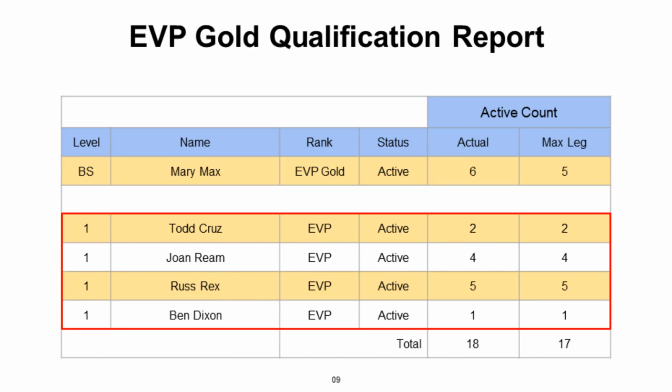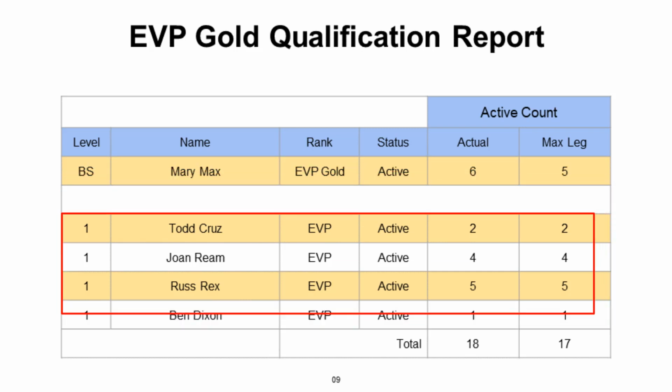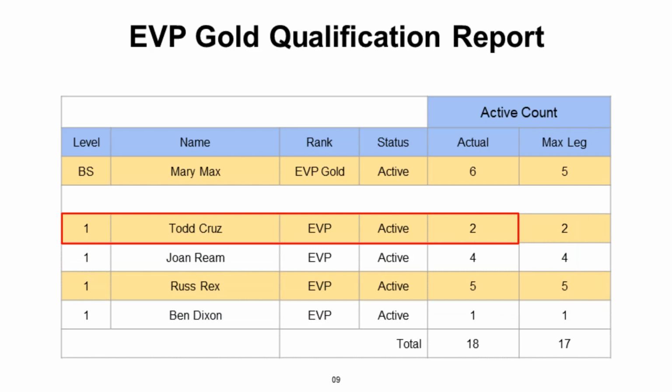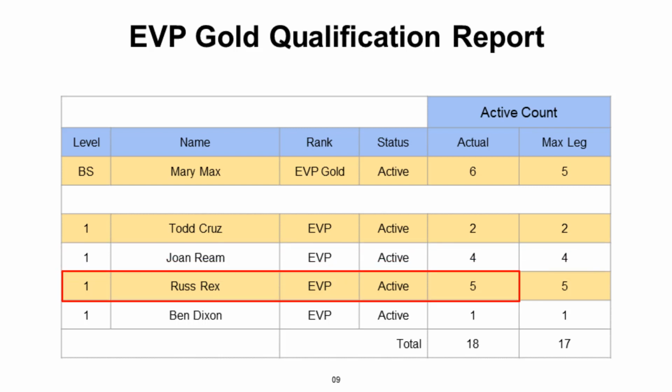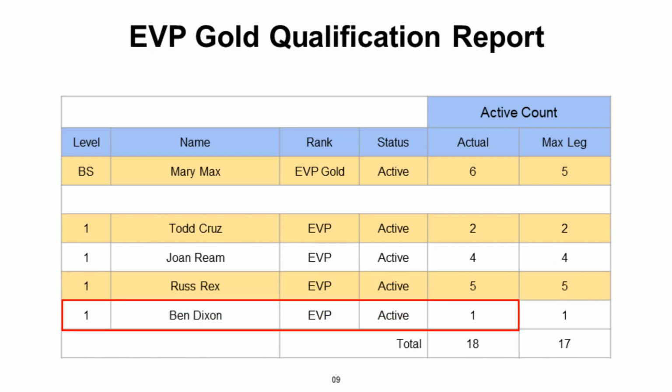Mary has 4 first generation EVPs. Todd has an actual count of 2, which gives him a max leg count of 2. Joan has an actual count of 4, which gives her a max leg count of 4. Russ has an actual count of 5, which gives him a max leg count of 5. Ben has an actual count of 1, which gives him a max leg count of 1.